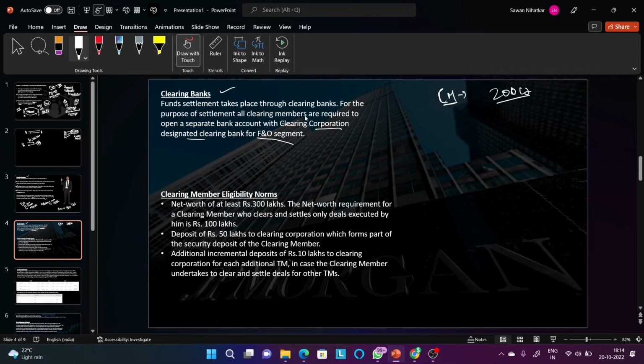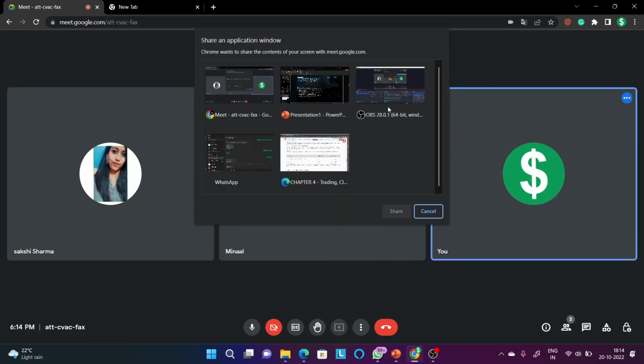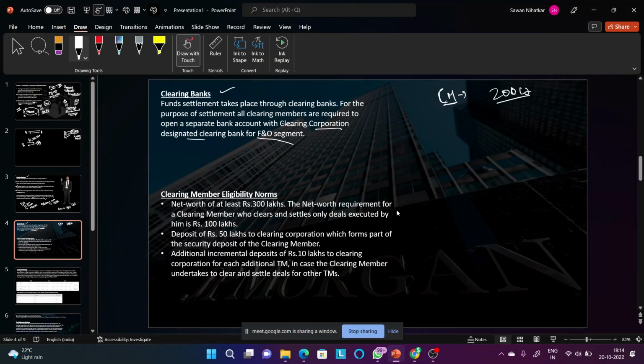So, in order for these bank to clear all these trades, they have to open a separate bank account and a screen separate. Did you not share it? Just a second. Sorry, again a technical glitch. Now is it visible? Yes.